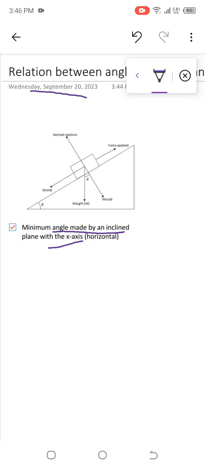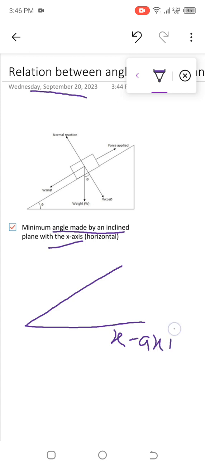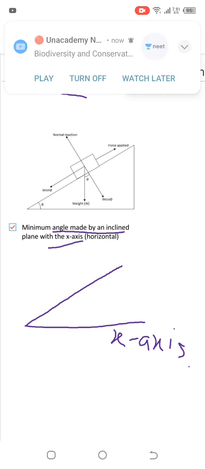Suppose this is the inclined plane, which is making an angle with the x-axis. This is known as the angle of repose. After that, first of all we consider a body.